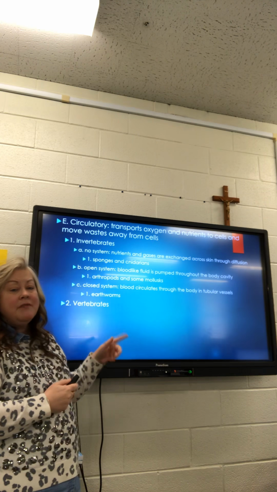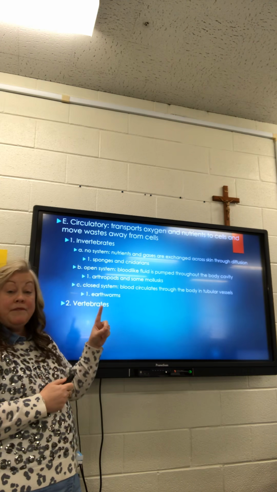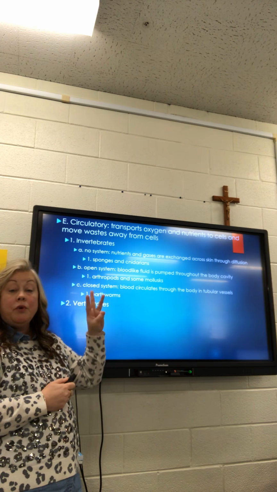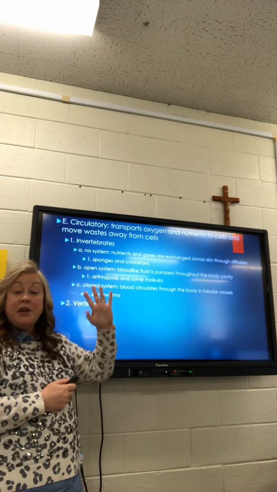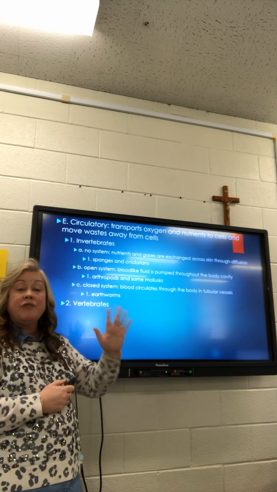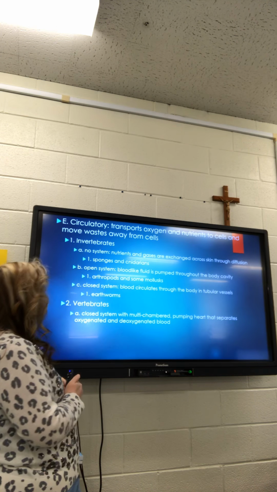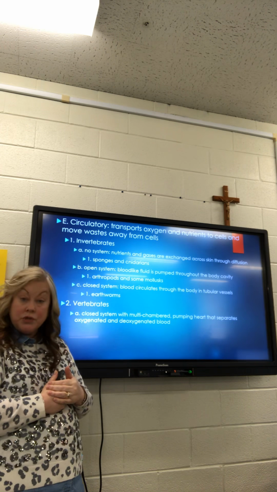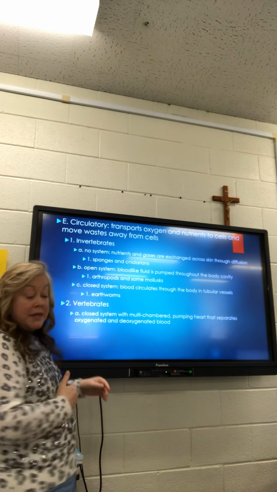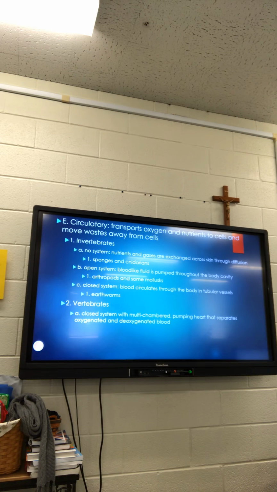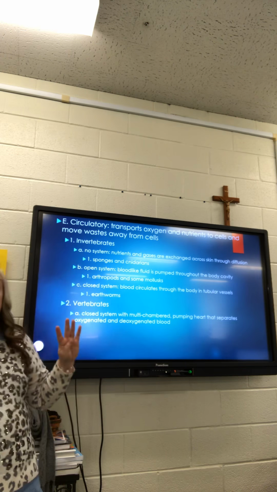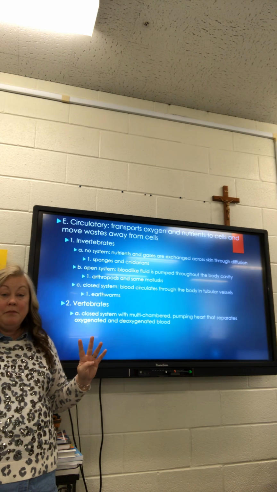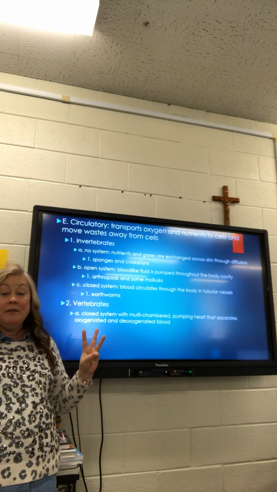Vertebrates. When I say vertebrates, I'm talking about all your amphibians, your fish, your reptiles, your birds, and your mammals. When I talk about those 5 vertebrates, I'm talking about the only type of circulatory system they can have, which is called a closed circulatory system, where blood is pumped with a multi-chambered heart, and it is completely contained within vessels. Now, when I say multi-chambered heart, humans have 4 chambers, but amphibians actually only have 3.